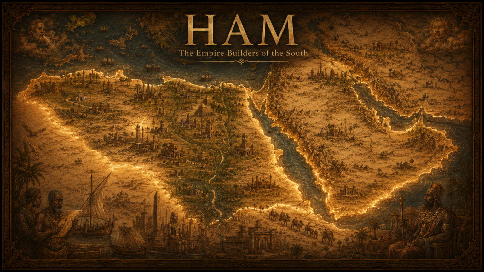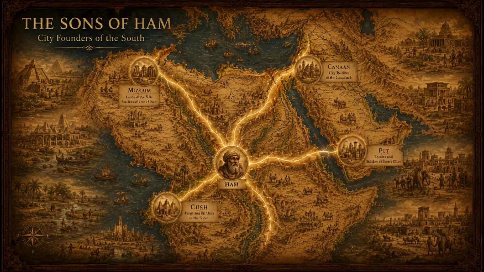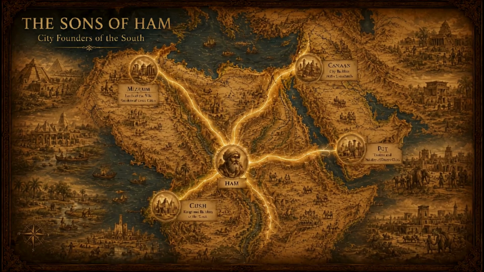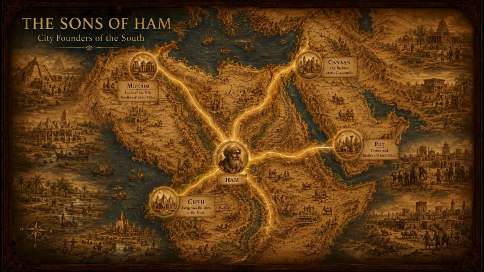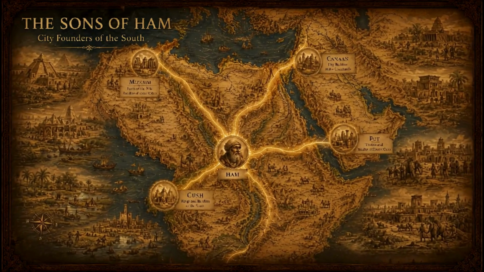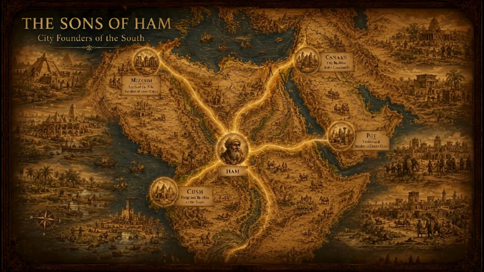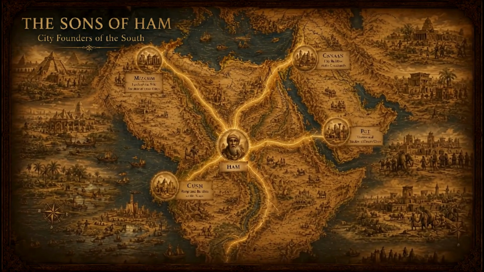The name Ham signifies hot or burn, which points us straight toward Africa and the Arabian Peninsula. His descendants moved southward into those exact hotter climates. Ham fathered 4 primary sons: Cush, Mizraim, Put, and Canaan. Okay. If Japheth's sons were the explorers and the nomads, Ham's sons were the true empire builders. They were the city founders. They gravitated toward the fertile, resource-rich river valleys where you could sustain massive populations.